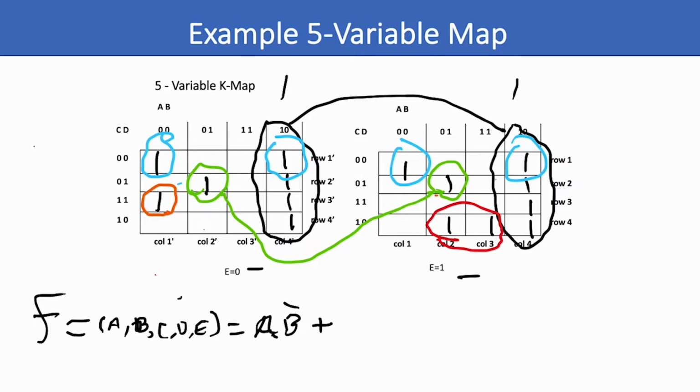Plus, let's do the blues right here. Let's do the four blues. The four blues, we know that E is going to drop off. And from here to here, A went from a 0 to a 1, the same here. A went from a 0 to a 1, and B was a 0. So we know we're going to have B bar. And C and D didn't change all the way across. So we have C bar, D bar.